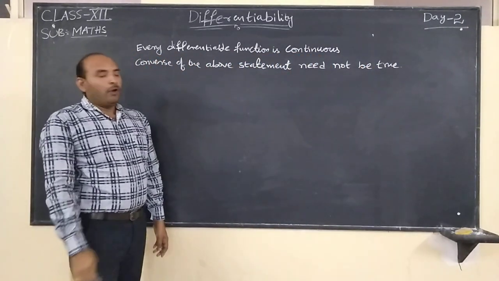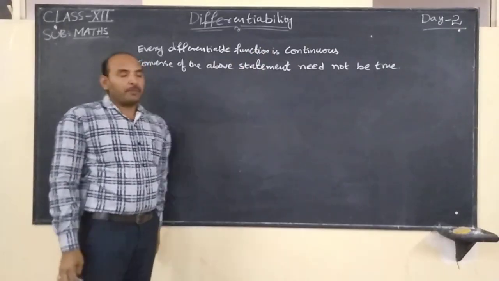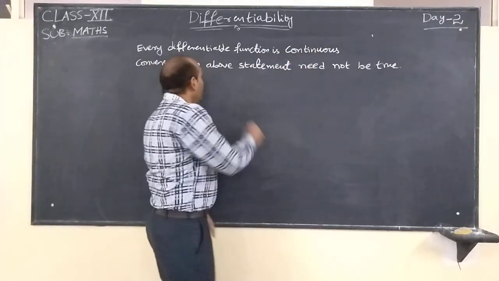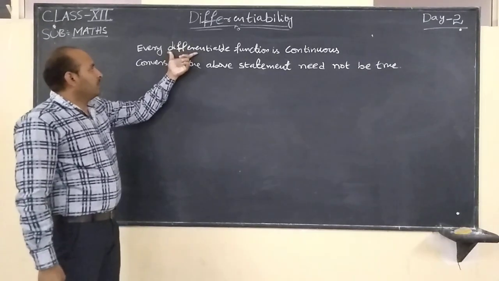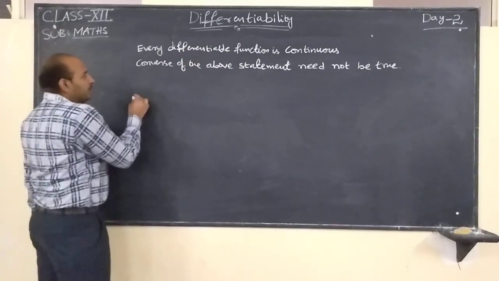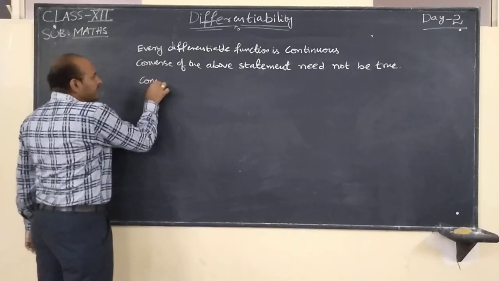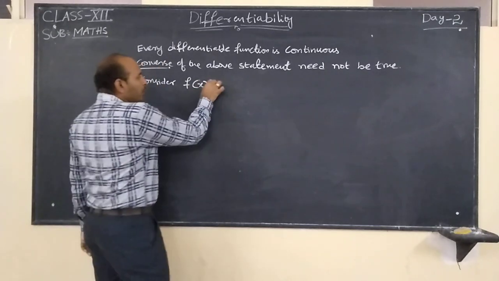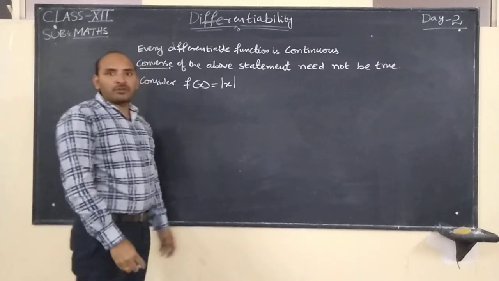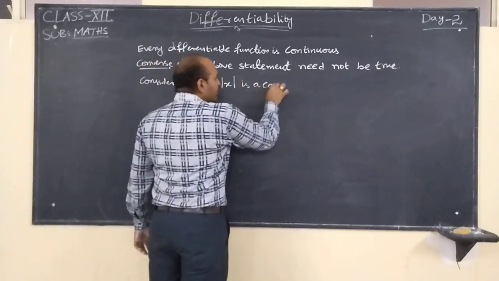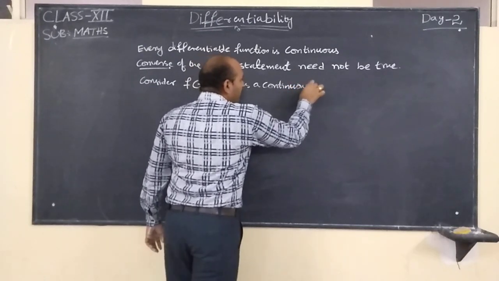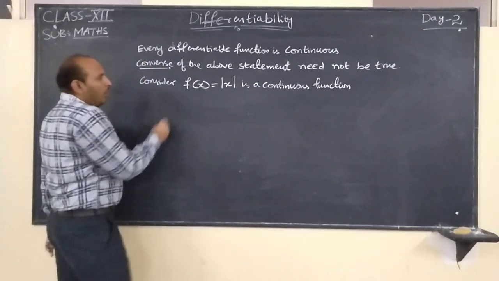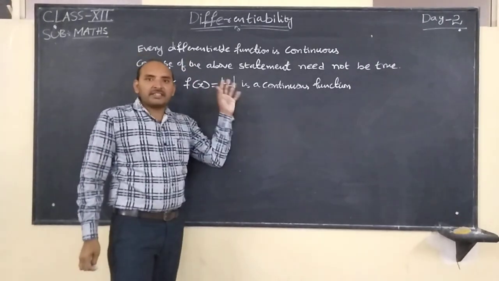According to the theorem, we proved every differentiable function is continuous, because we proved the limit of the function is continuous at x equal to c. Now the converse of the above statement need not be true. For this, consider f of x equal to mod x, which is a continuous function. Every modulus function is continuous.